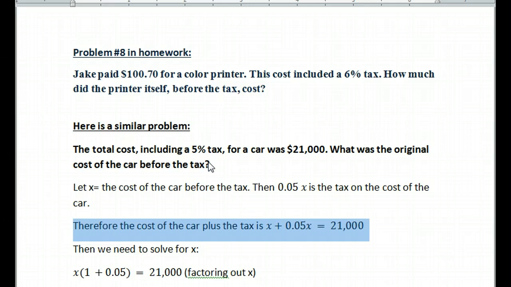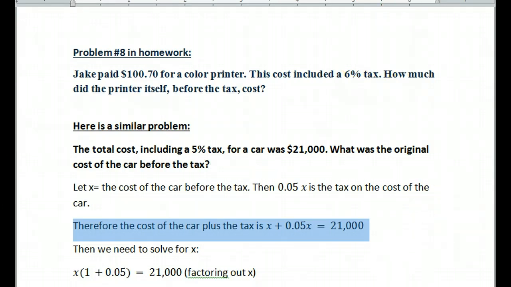It says Jake paid $100.70 for a color printer. This cost included a 6% tax. How much did the printer itself before the tax cost? All right, so here is a similar problem.